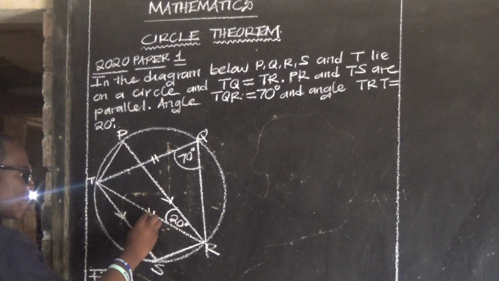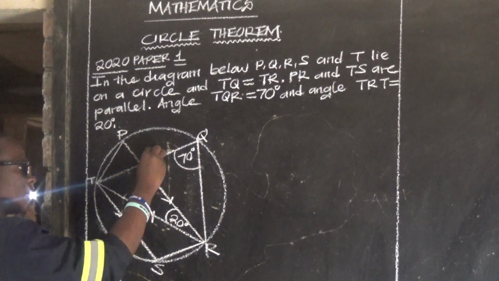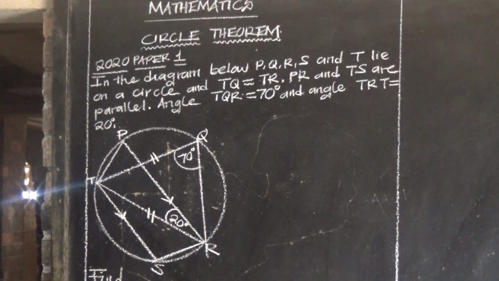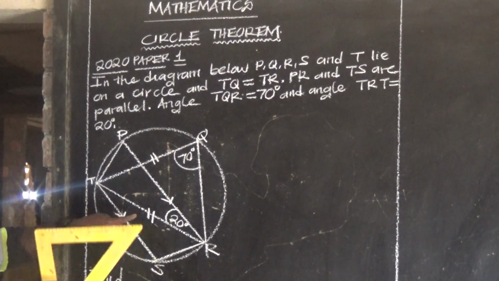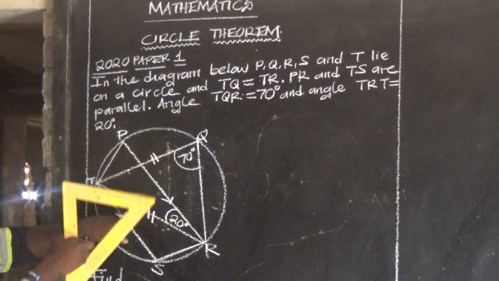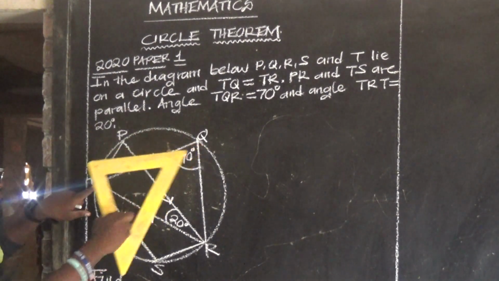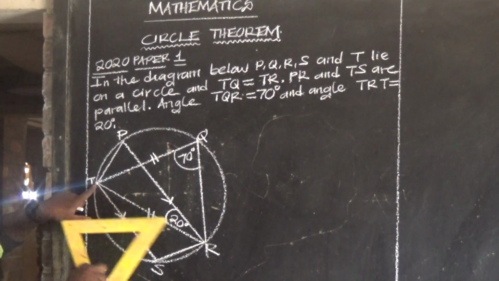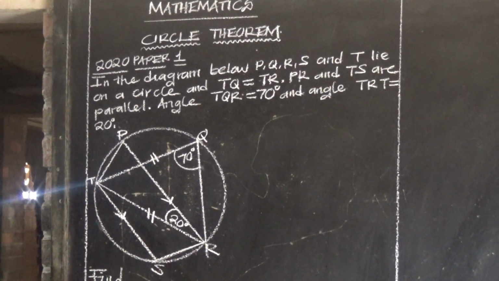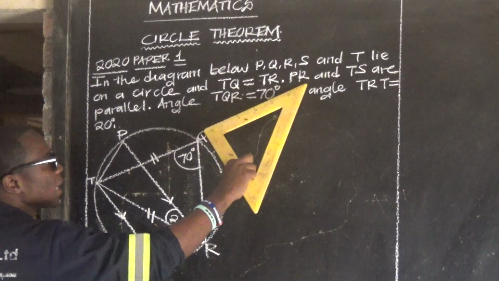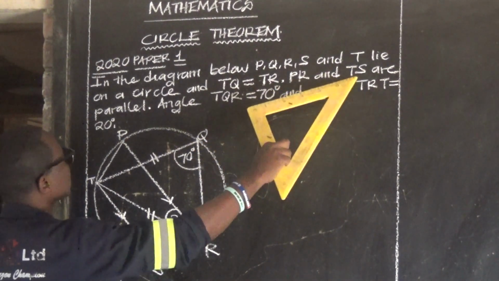No wonder they put these bars. So these bars represent equality between the two lines. So these two lines are equal. That is TQ and TR. Then they also say PR and TS are parallel.